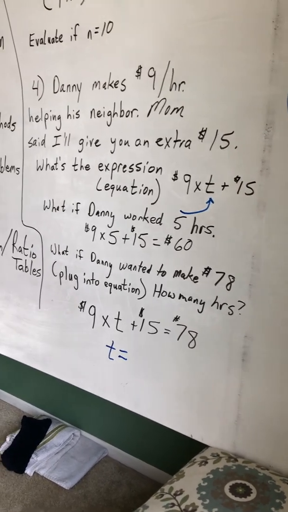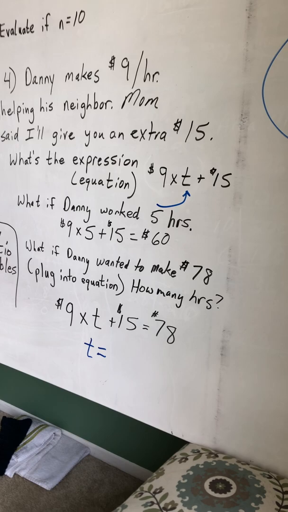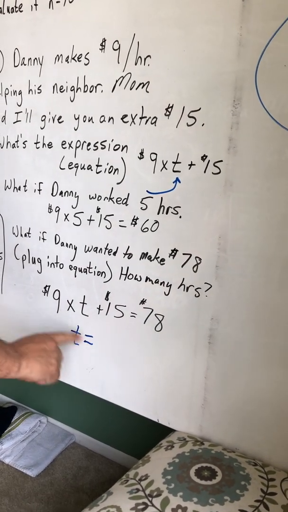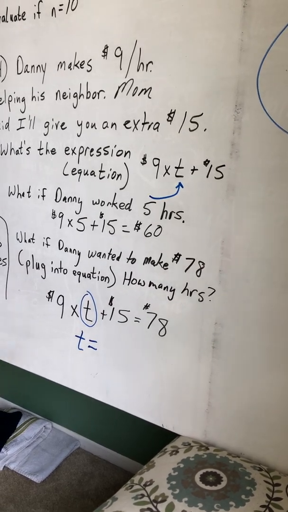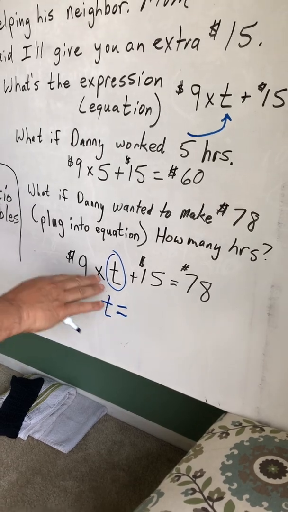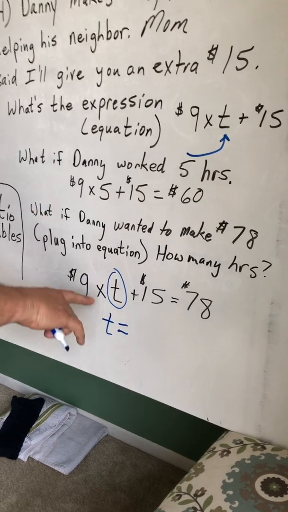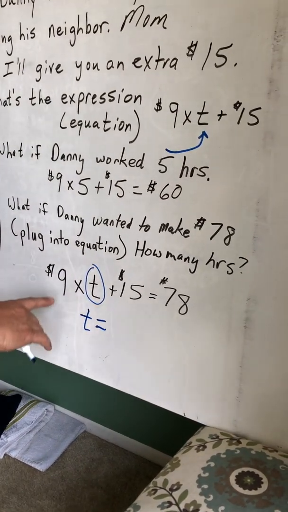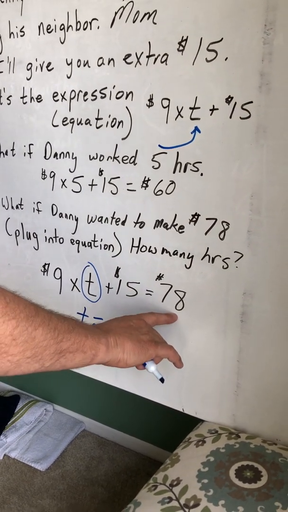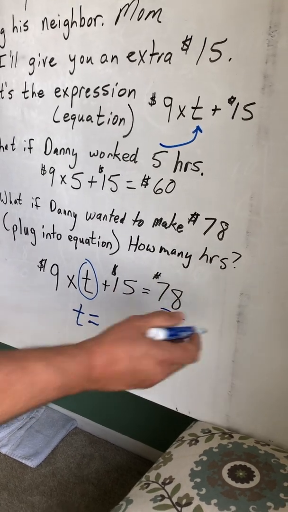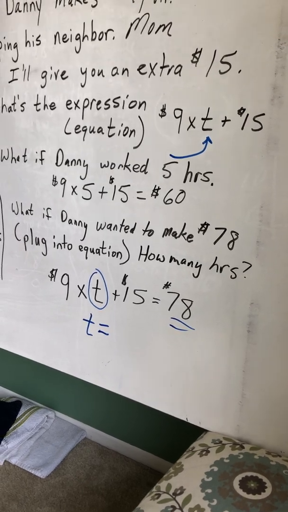How many hours is that? Well, plug all the information into your equation, into your formula. So here's what we got. T is what we're trying to figure out, time, hours. That's the only thing we don't know. That's our unknown. Up here we knew T equaled 5 hours. Now we don't know. So we got 9 times T plus $15 equals 78, because when it's all said and done, he wants to make $78. So what is T?